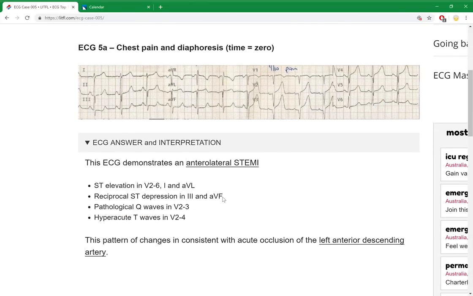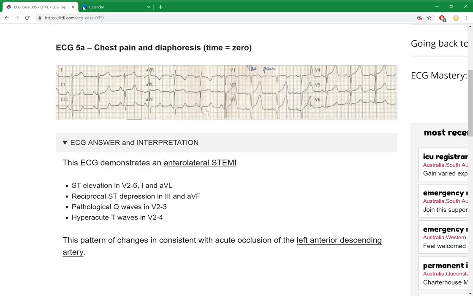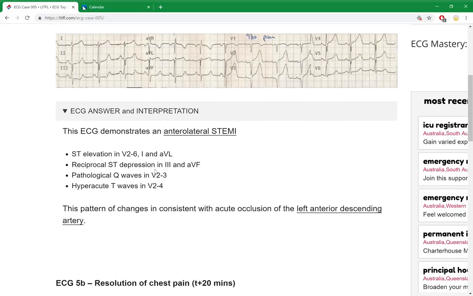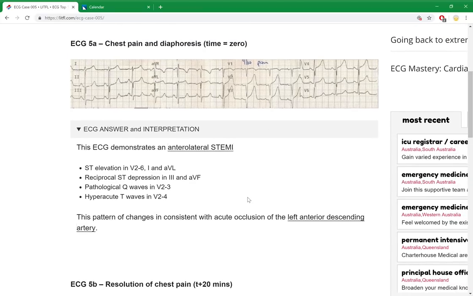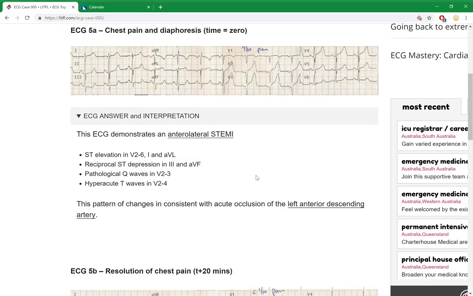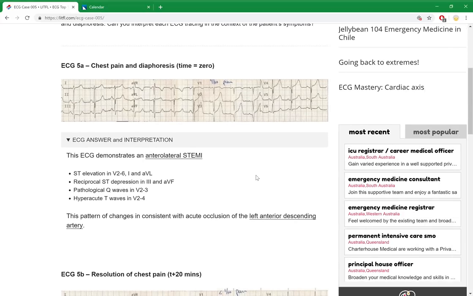So this is an anterolateral STEMI. You have obvious ST elevations and hyperacute T waves, and then some lateral changes as well. This ST elevation by itself, maybe not the most concerning, but when it's reciprocated with ST depressions, you need to be concerned. So anterolateral STEMI. Pathological Q waves in V2 through V4, very deep Q waves. Then hyperacute T waves are really bad. Now, the hyperacute T waves are really important because that often means it's an early MI or one that's rapidly evolving but has not gone on for hours and hours and hours.